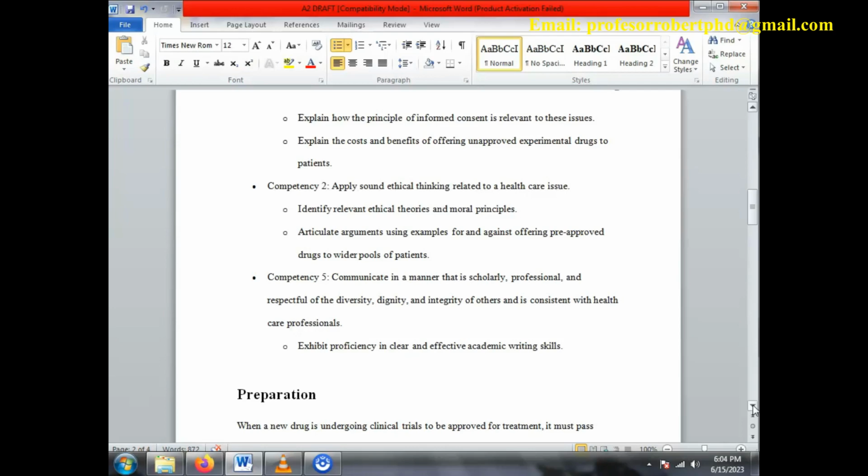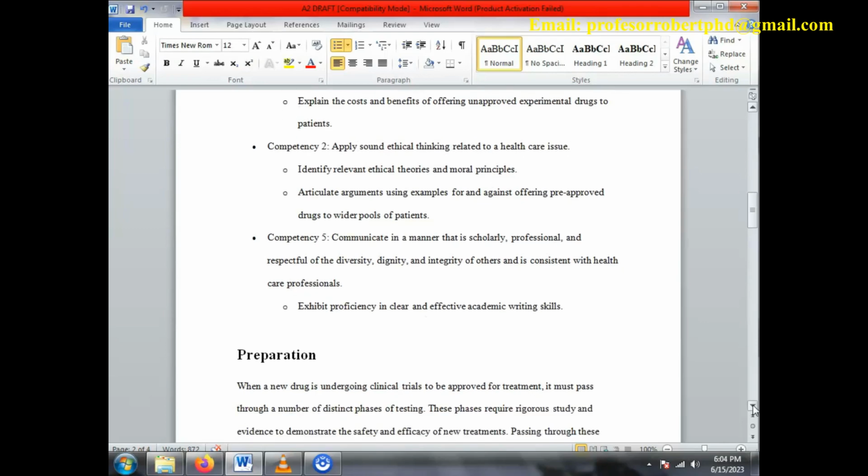Competency 5. Communicate in a manner that is scholarly, professional, and respectful of the diversity, dignity, and integrity of others, and is consistent with healthcare professionals. Exhibit proficiency in clear and effective academic writing skills.